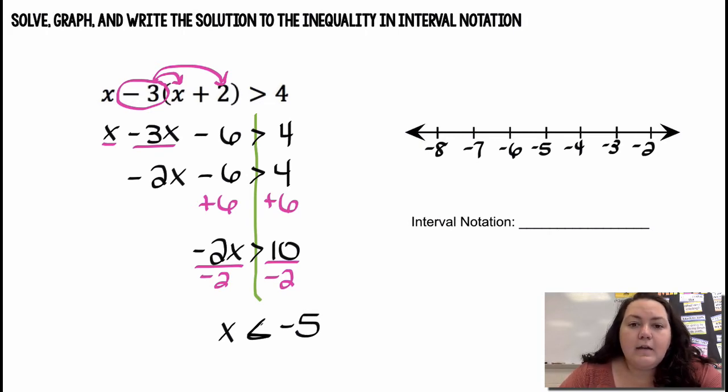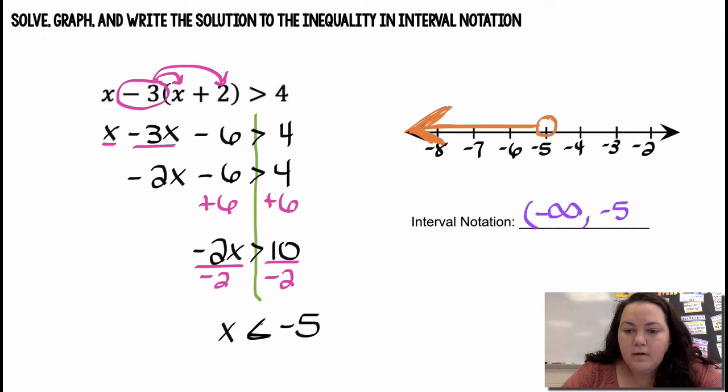And at negative 5, I'm going to use an open circle because my inequality sign was a less than. It did not include the equal to. And I'm going to shade to the left. It's everything less than negative 5. Again, because my inequality sign was first, it kind of makes an arrow telling me which way to shade. And then for interval notation, I'm going all the way from negative infinity to negative 5, and I'm not including either one, so I'm going to use parentheses.